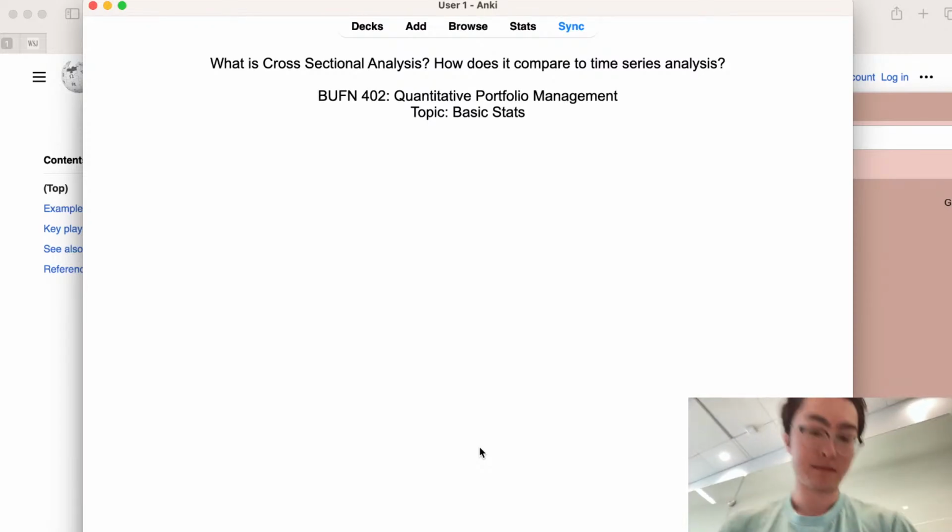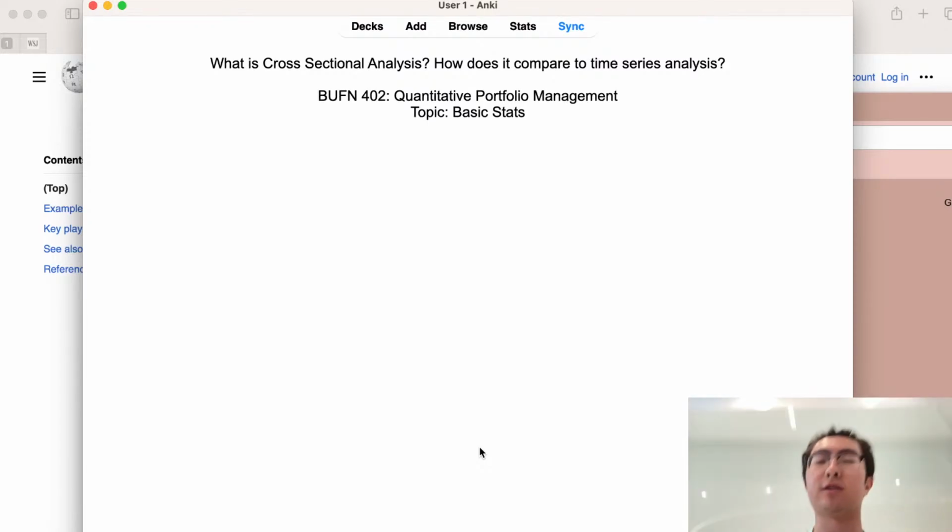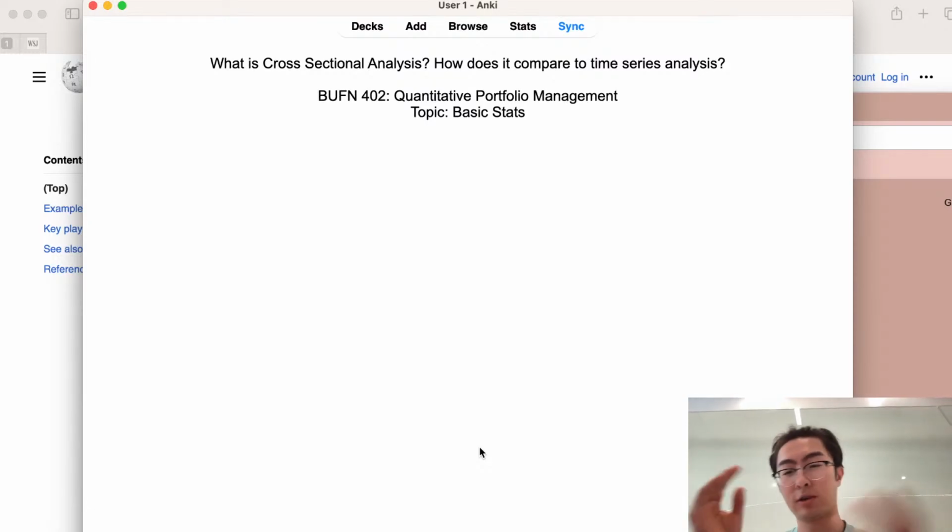Cross-sectional analysis versus time series. Cross-sectional, look at a single point in time across multiple observations. Time series, look at multiple points in time, maybe across multiple or single observations.